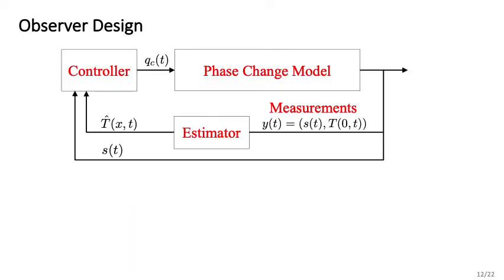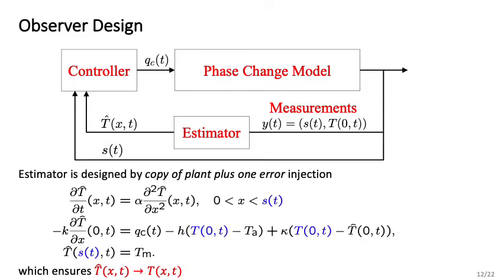We design a state observer under available measurements of the interface position and surface temperature to obtain an estimated temperature profile to be used in the control input. We design an estimator as a copy of the plant plus only one output error injection of the surface temperature at x equals 0.